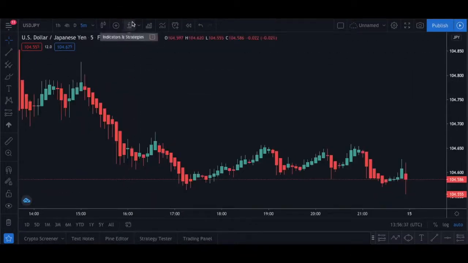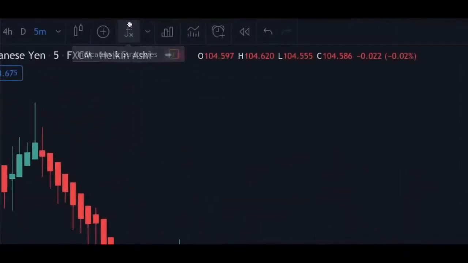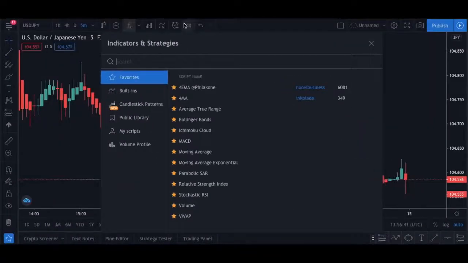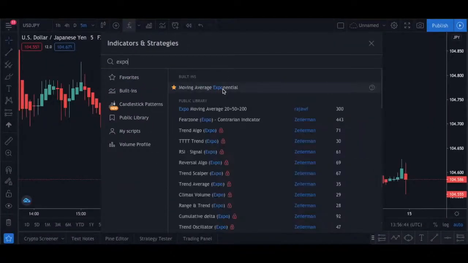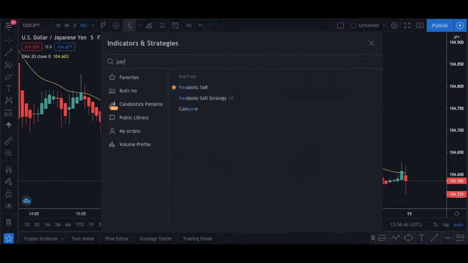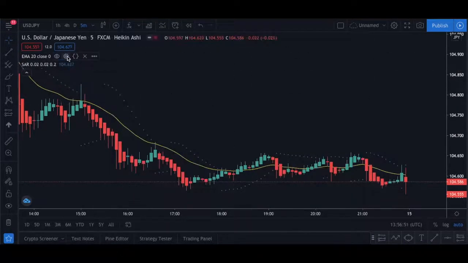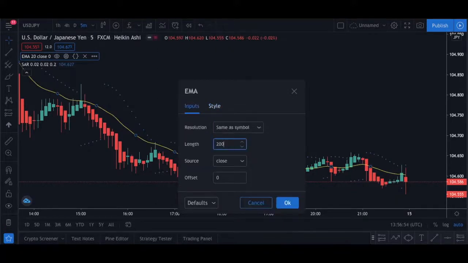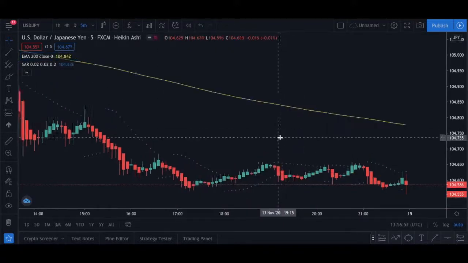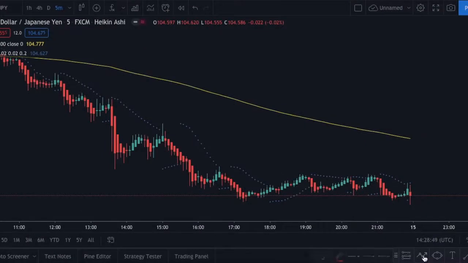And we should add the 200 period EMA, and the Parabolic SAR before starting to trade. We will click the indicators button here and add them. You can search them here, and add them to your favorites just like I did since we will use them quite often. We should change the period of the exponential moving average to 200. Now we already have everything we need to start trading.